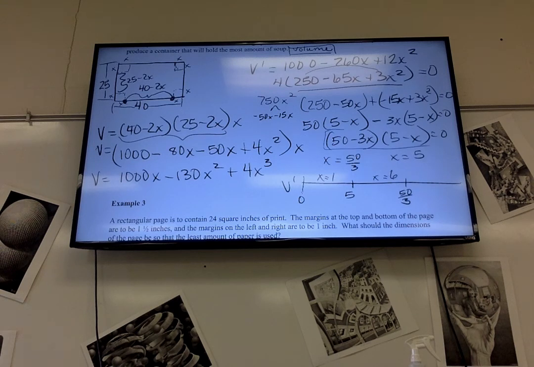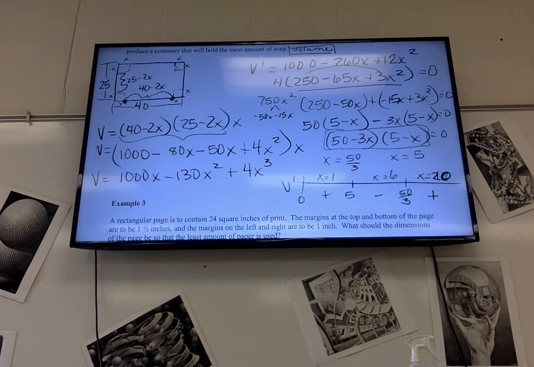Okay, so I plug it in here. If I plug in 1, I get a positive. If I plug in 6, I get a positive and a negative, so it's a negative. Well, 50 over 3 is 16.6 repeating, so let's do 17, or 20. If I do 20, that's a negative and a negative, so it's positive.